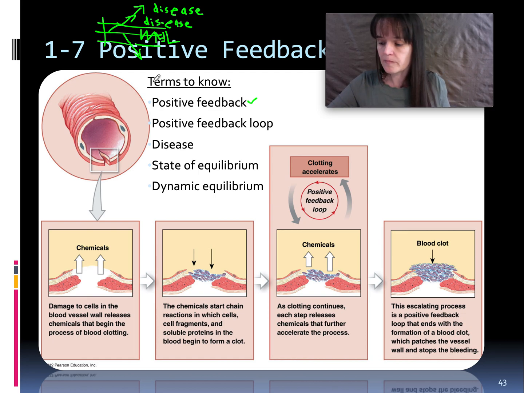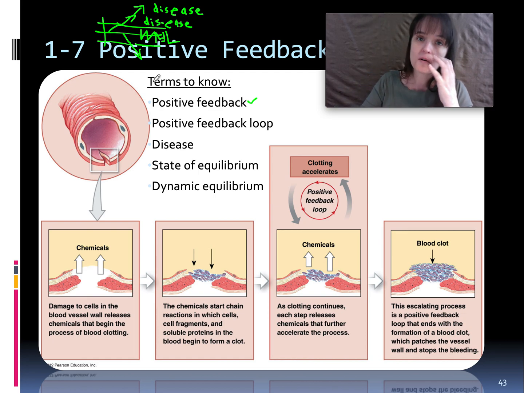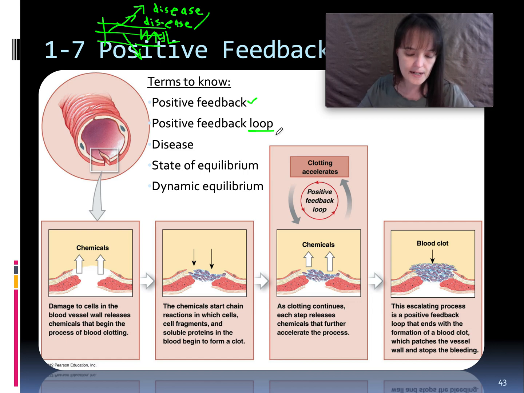So positive feedback is only used in a few body systems because in most they would cause problems. When you have a positive feedback, it tends to cause a positive feedback loop, which is the tendency of positive feedback to escalate. The system feeds itself.